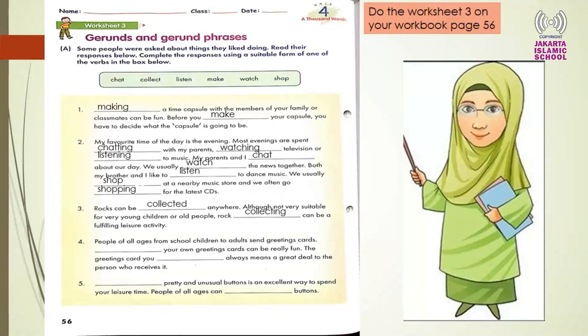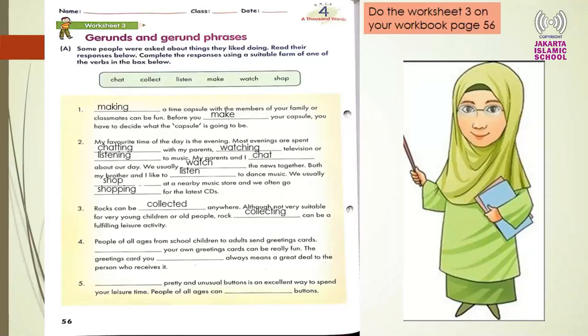People of all ages, from school children to adults, send greeting cards. Blank your own greeting card can be really fun. The greeting card you blank always means a great deal to the person who received it.